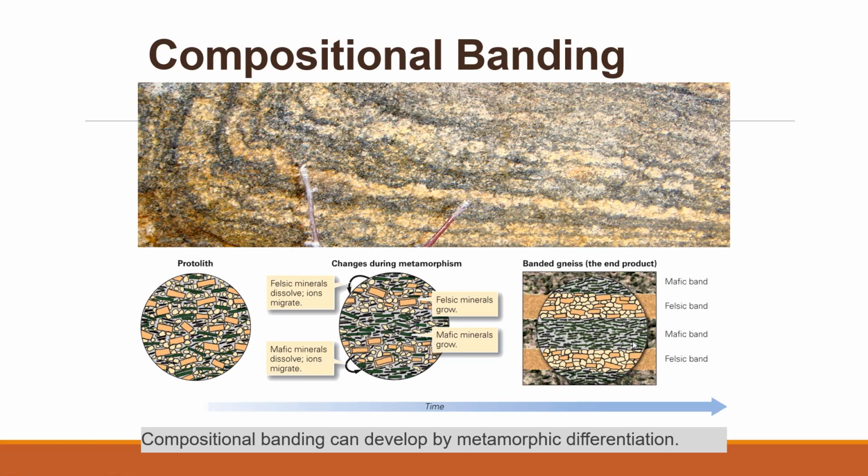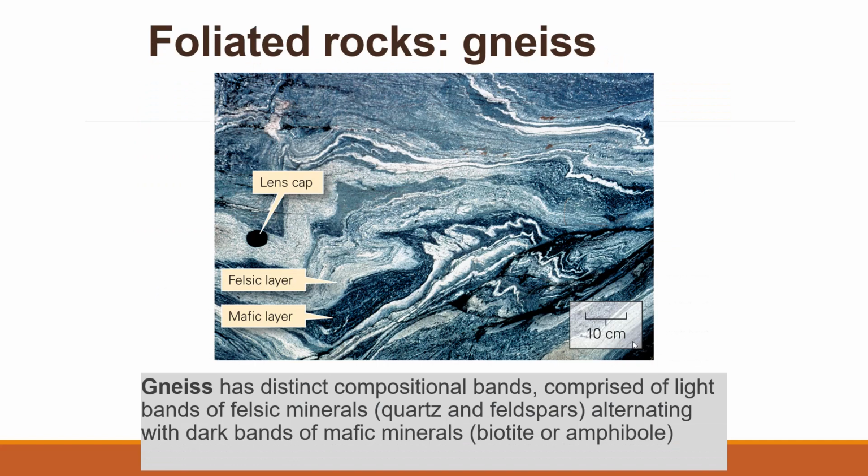So during solid state differentiation, chemical reactions segregate light and dark layers to create this compositional banding. So when it's extreme, we call the rock a gneiss. Gneiss has distinct compositional bands composed of light bands of felsic minerals, so quartz and feldspars, alternating with dark bands of mafic minerals, biotite or amphibole.